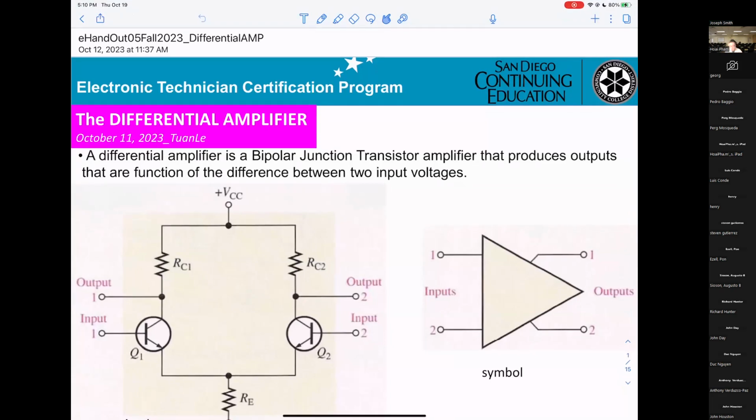Hey, today we will be talking about differential amplifier.